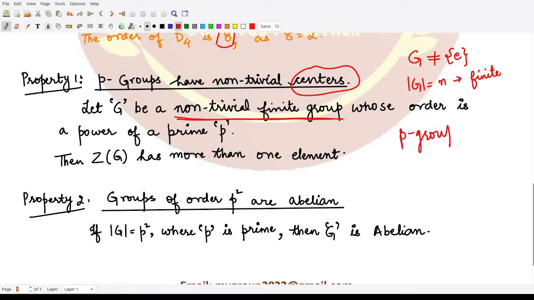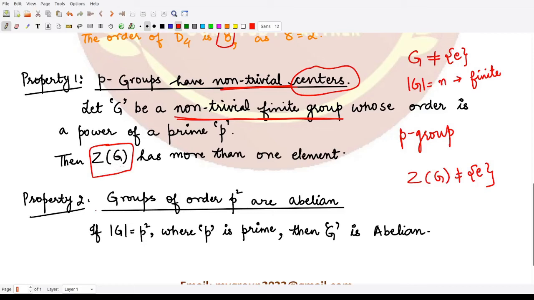If that is so, in that case the center of that group would have more than one element. That means it would have a non-trivial center. What does it mean? The center Z(G) is also not equal to the identity. It is some other subgroup of this group G. So the center of G has more than one element present within it. And what is the center? If you remember, it contains all those elements which commute with each other.